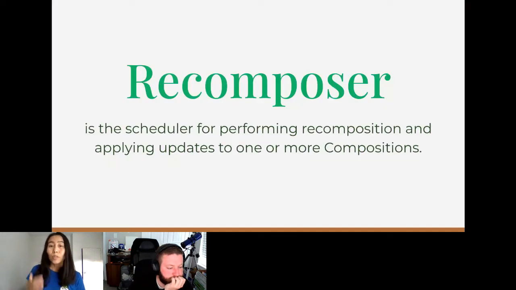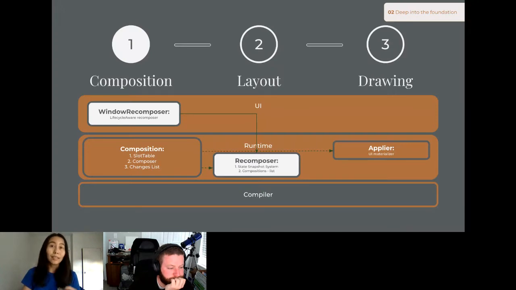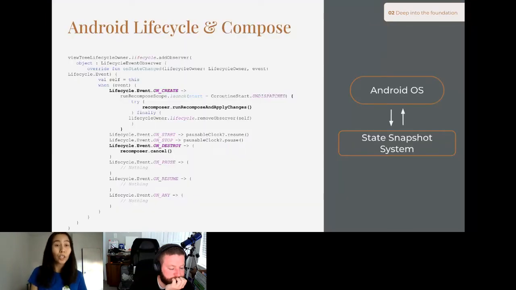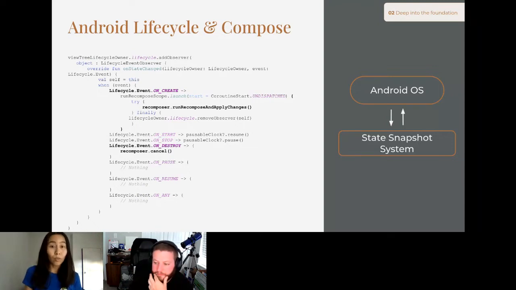When we think of recomposer, we should think of it as a scheduler that is responsible for triggering, awakening the composition phase, and passing down the updates to the list of compositions. And because recomposer contains the state snapshot system that observes OS changes, in the UI layer we have a WindowRecomposer file that initializes that lifecycle-aware recomposer. The initialization happens in Android's view extension function.